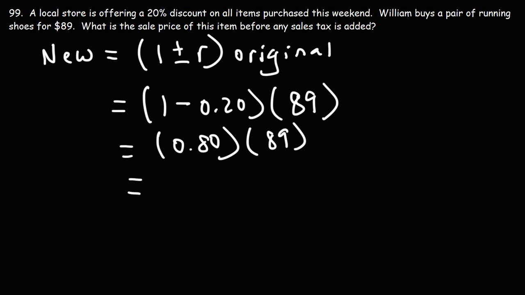100% of 89 is 89. So if you get a 20% discount, that means you need to pay 80% of 89. So that's why we're multiplying it by 0.80. 89 times 0.80 is 71.2. So the final price before any sales tax is $71.20.